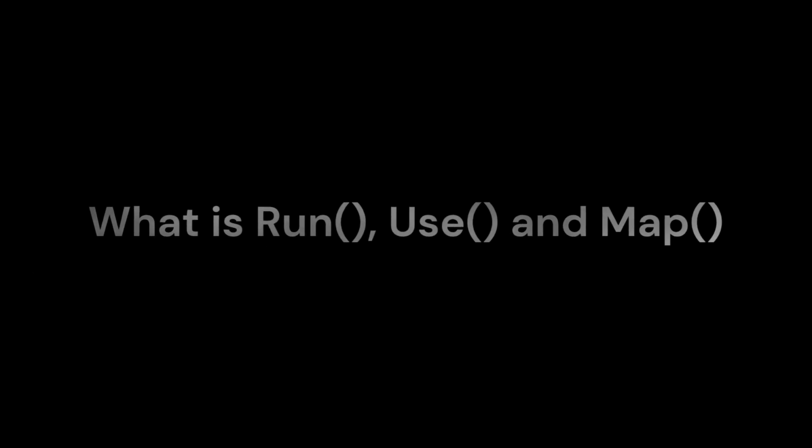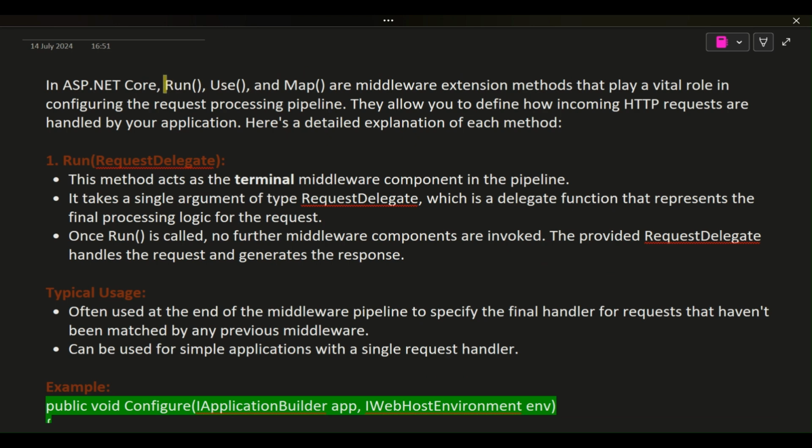In ASP.NET Core, Run, Use, and Map are middleware extension methods that play a vital role in configuring the request processing pipeline. They allow you to define how incoming HTTP requests are handled by your application. Here's a detailed explanation of each method.